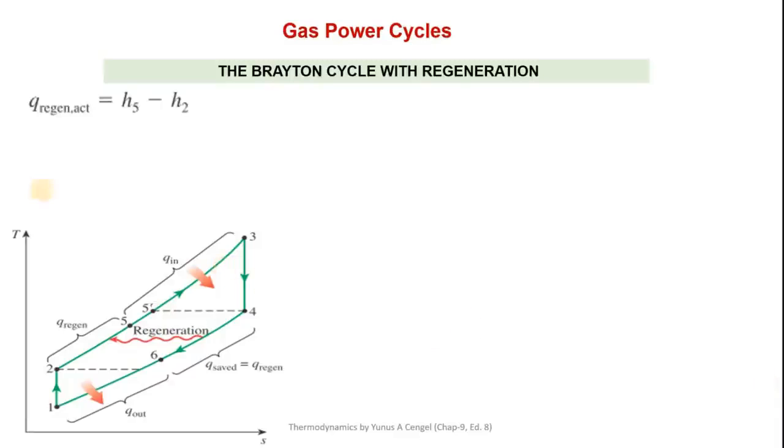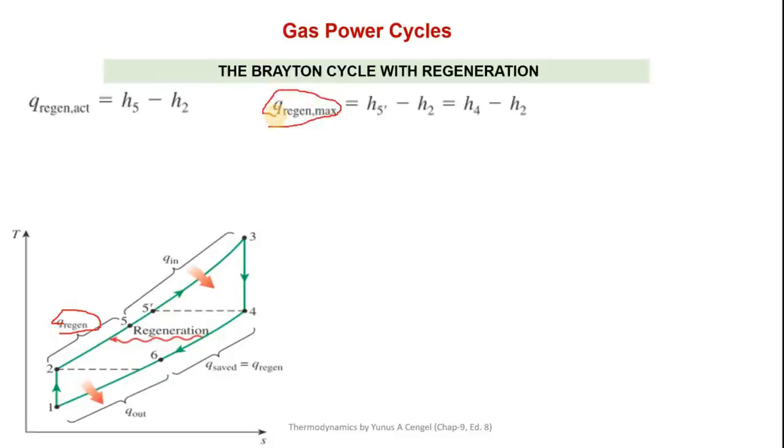So Q regeneration in the actual process will be H5 minus H2, or Cp into T5 minus T2. That is the heat which is regenerated, Q regenerated. This heat is transferred to this fluid. But the maximum possible heat which can be regenerated is up to 5 dash. So the maximum possible is H5 dash minus H2, where H5 dash is equal to H4, which is Cp into T5 dash minus T2, and this will be Cp into T4 minus T2, since T4 is equal to T5 dash. That is the maximum possible.